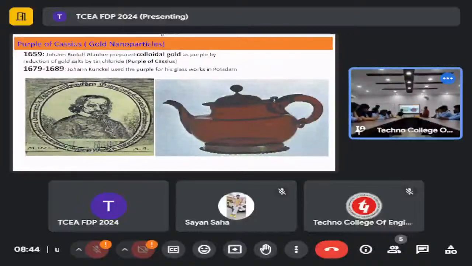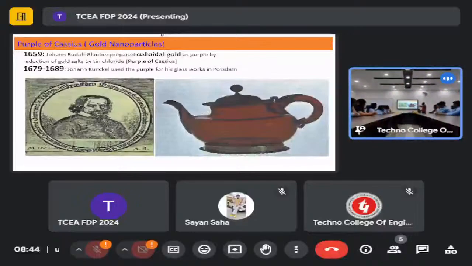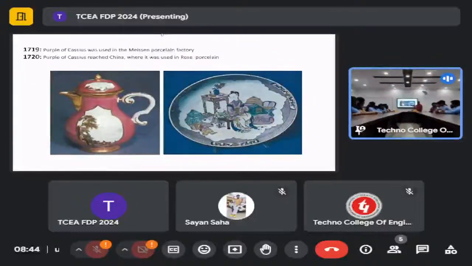Later, the information about gold nanoparticles from Rome came to China, and in different Chinese porcelain people used gold and silver nanoparticles. This is a Chinese porcelain where gold nanoparticles were used. There are some other Chinese porcelain where gold and silver nanoparticles of different sizes were used. That's why it shows different colors in different parts of the porcelain.